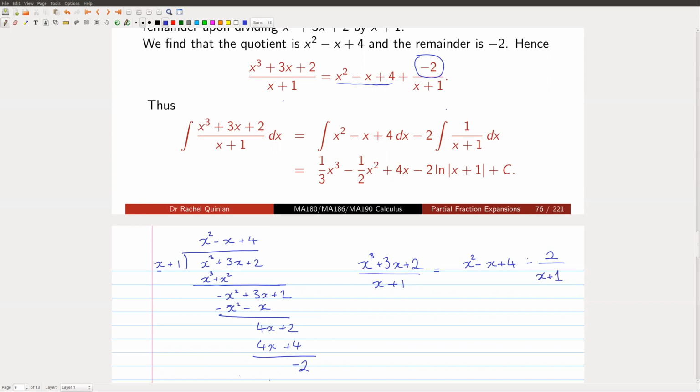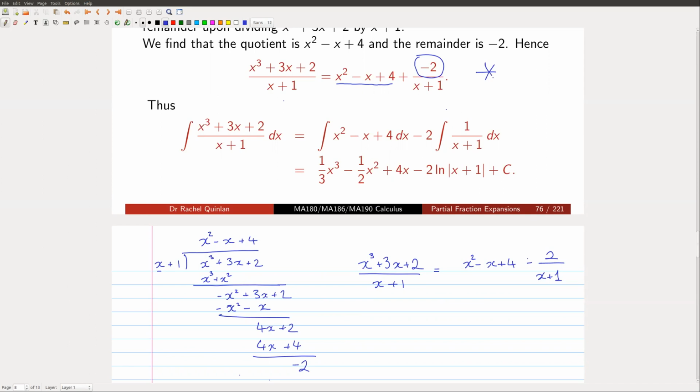Another way to say that, of course, is that the polynomial x cubed plus 3x plus 2 is x squared minus x plus 4 times x plus 1 plus the remainder of minus 2. Okay, so that's where this line up here comes from. It's just from that long division.